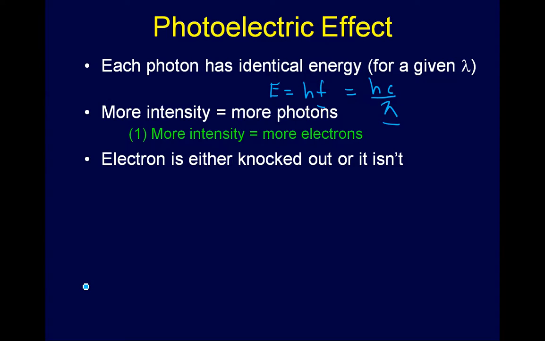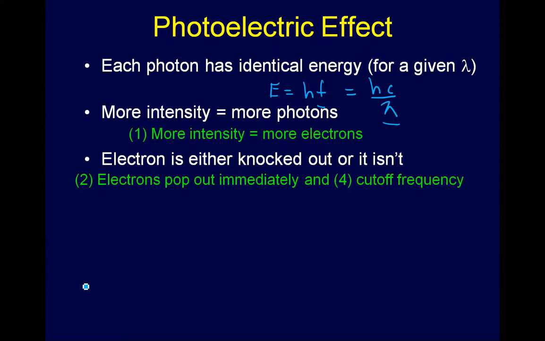Furthermore, the electron is either knocked out or it isn't. Each photon has a certain amount of energy, and for each electron, there's a certain cost to knocking it out. So that photon can either knock it out or it doesn't. This explains two pieces of experimental evidence: first, the electrons pop out immediately if they do pop out. Once those photons start coming, they either have enough energy to knock it out, or they don't. It also explains why there's a cutoff frequency. It's very unlikely for two photons to hit at the same time, so if you don't have enough energy in that photon, you're never going to knock out an electron.